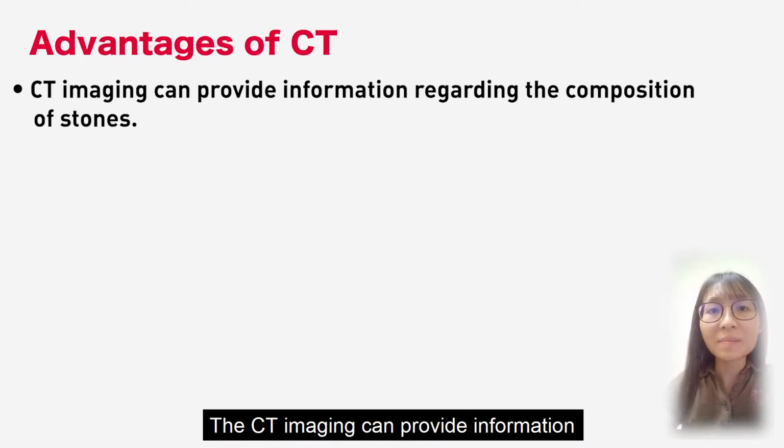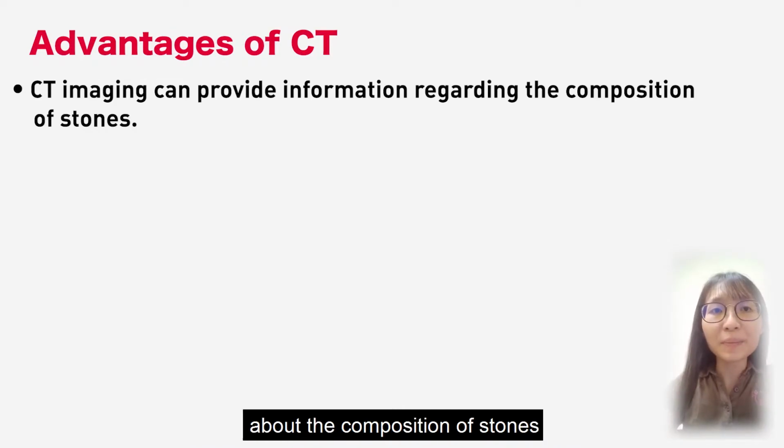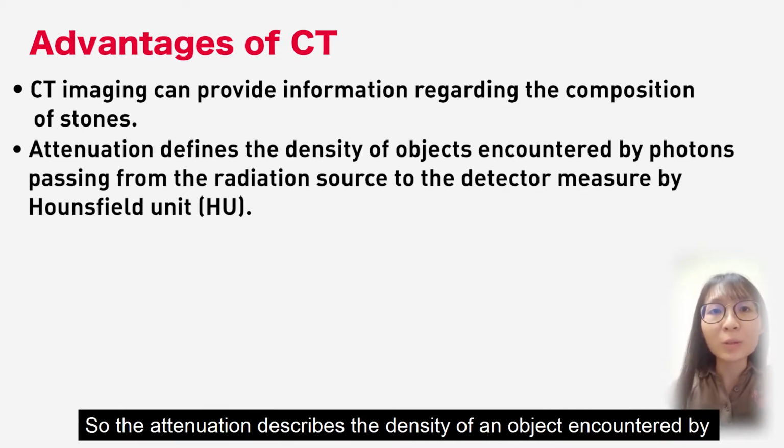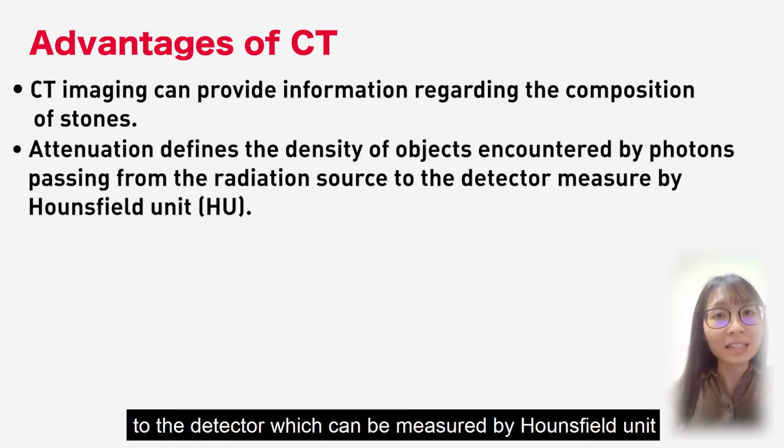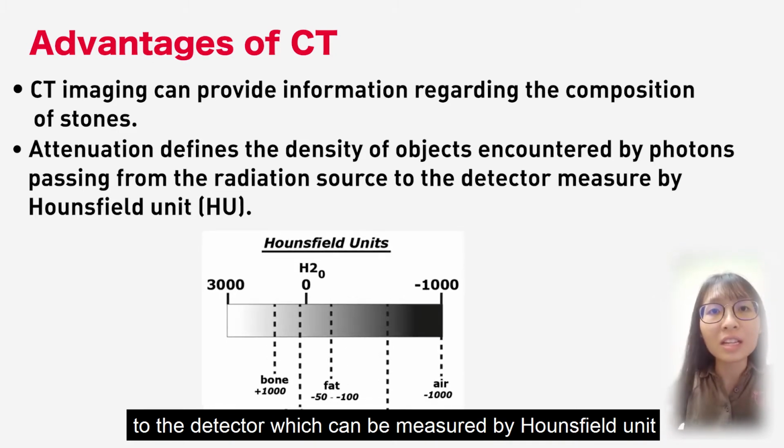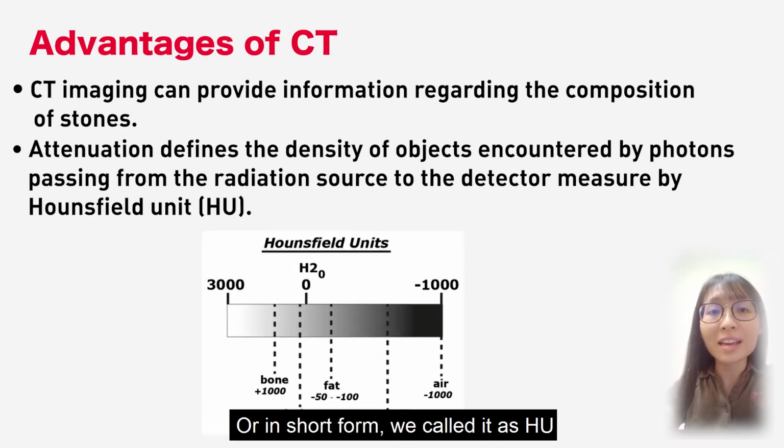CT imaging can provide information about the composition of stones based on the attenuation value. Attenuation describes the density of an object encountered by the photons passing from the radiation source to the detector, which can be measured by the Hounsfield unit, or in short form, HU.